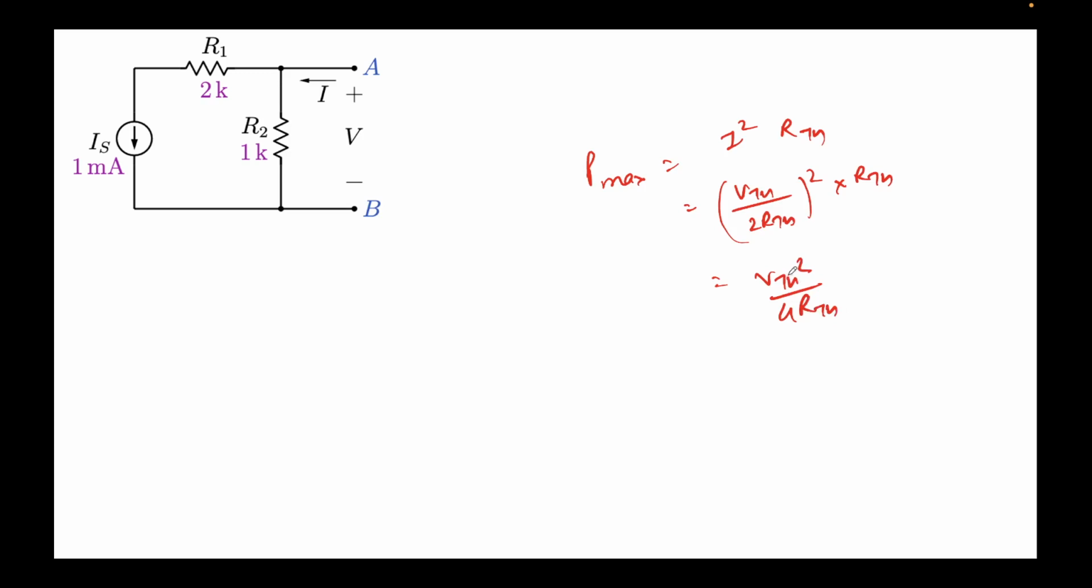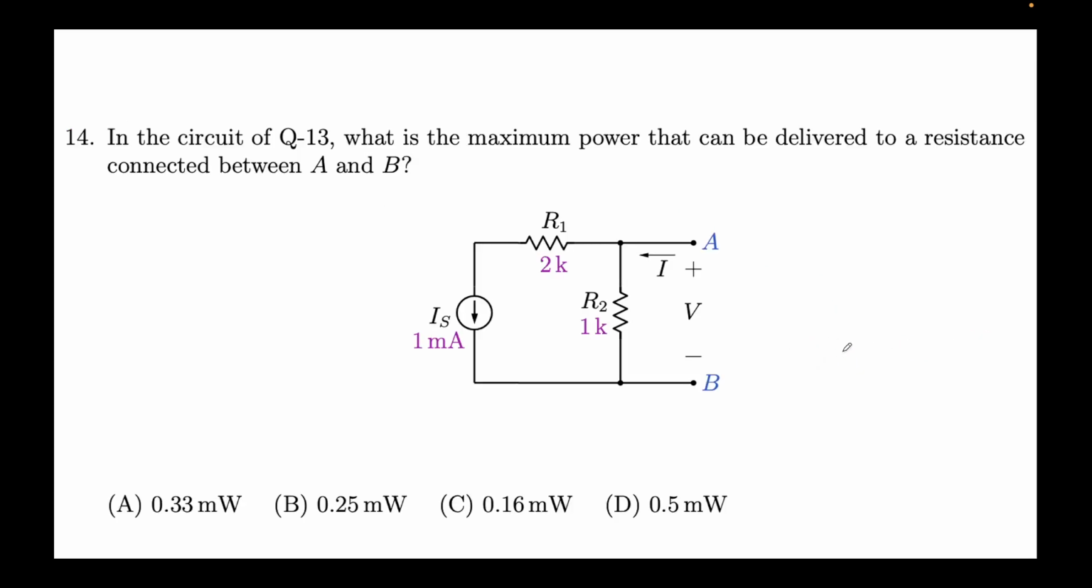Now we know RTH, we just need to get the VTH. Whatever voltage V we had gotten was essentially nothing but VTH. Remember, this is how you find VTH: plus minus, and whatever voltage you get across it, forget about I for the time being. That's what we had done earlier also. VTH, if I remember, was 1, so this will be 1 volt squared by 4 into 1K. That comes out to be 0.25 milliwatts. So the answer should be B. Yeah, answer is B.